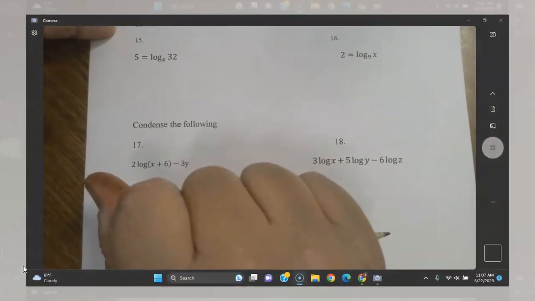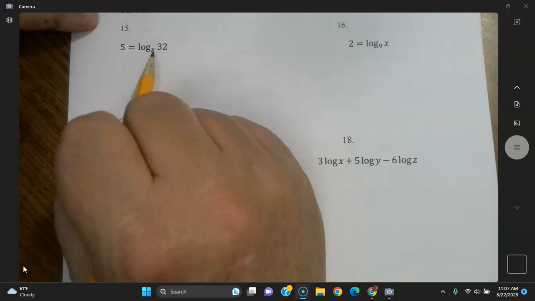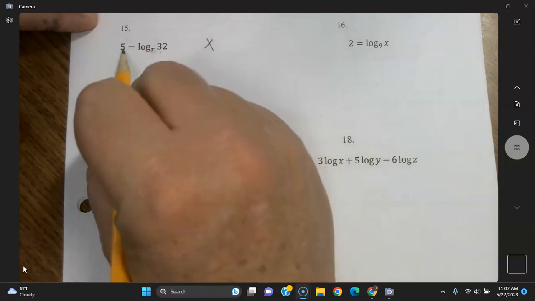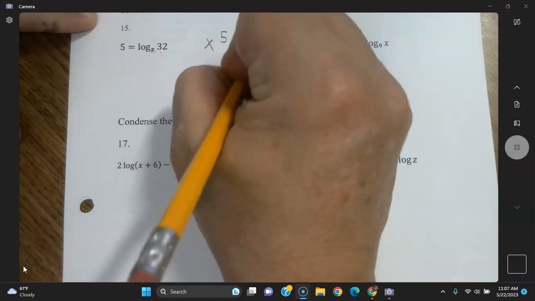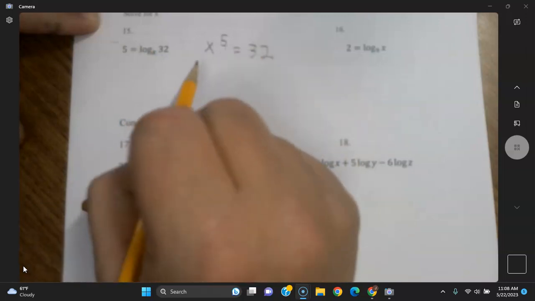This one's a little messier than it looks. Okay, so what we're going to do here is remember the principle that when you have a log, you want to convert it to an exponential. You make the little guy big, so make a big X, and then you switch the 5 and the 32. So it's x to the 5th equals 32. That's how you turn a log into an exponential. Little guy big, switch the other two.